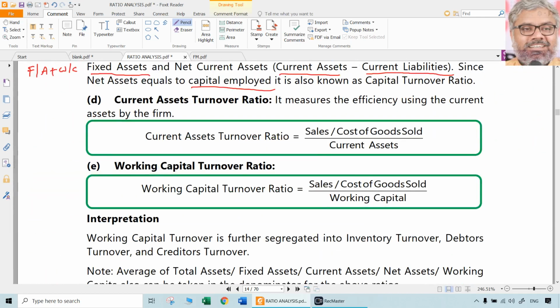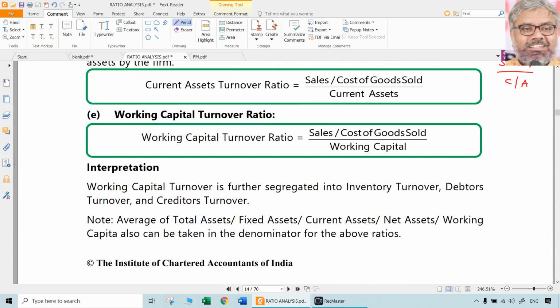Now, other things. Current assets turnover ratio, same thing. Numerator is same, sales. Denominator will be current assets. That's all. That is current assets turnover ratio. Working capital turnover ratio, same thing. Numerator is sales divided by working capital. What is working capital? We know that. Working capital is nothing but current assets minus current liabilities.